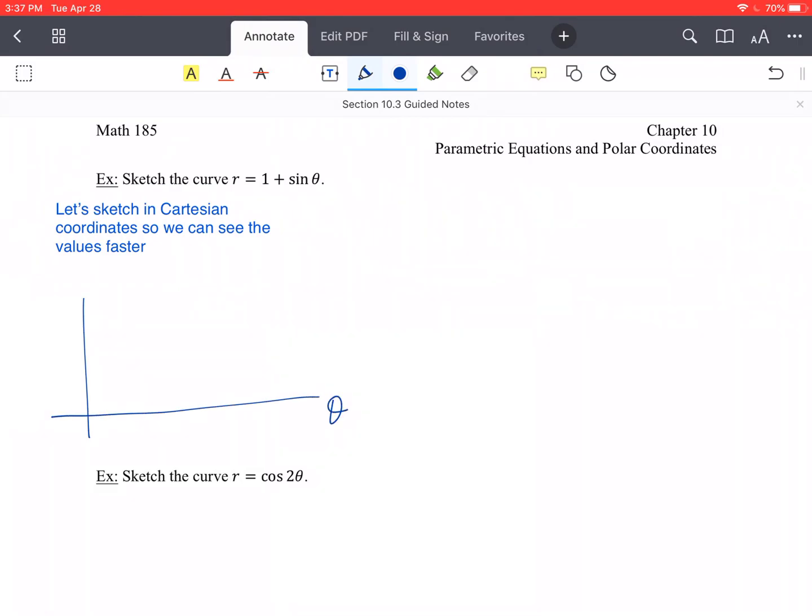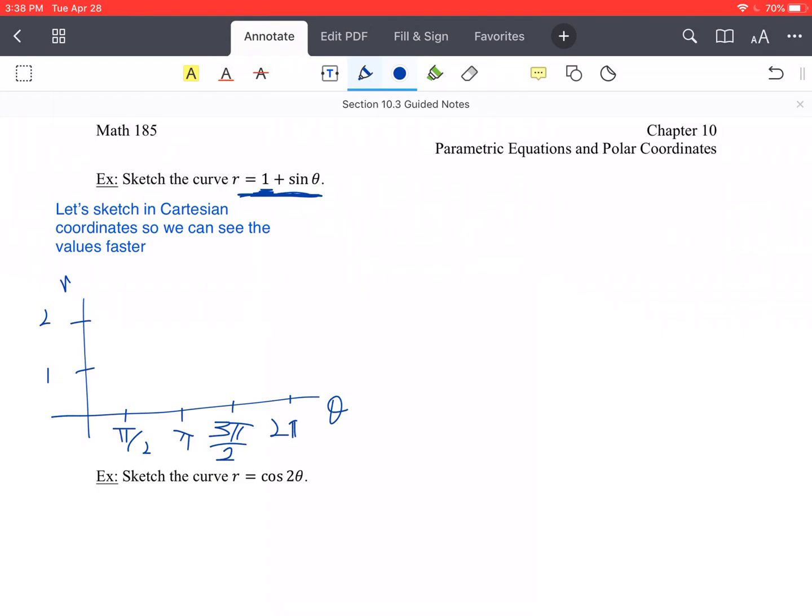Okay, so here's theta, here's r, and we're plotting the curve r equals 1 plus sine of theta. So I'm going to put just a few main values here. So that's going to be pi over 2, pi, 3 pi over 2, and 2 pi. Okay, and then notice this is going to be the sine curve, but shifted up 1 unit. So I'm going to go up 2 here. So that's 1, 2.